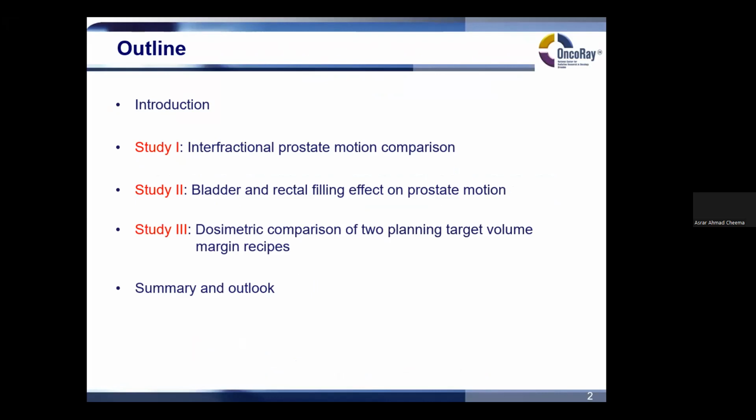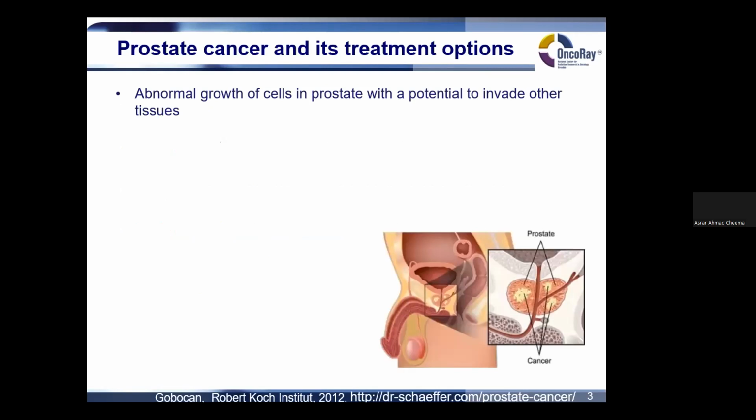First study was about interfractional prostate motion comparison using different setup techniques. Second study was about bladder and rectal filling effect on the prostate motion. And in the third study, dosimetric comparison of two planning target volume margin concepts will be done. And in the end, I will give a brief summary and outlook of my work.